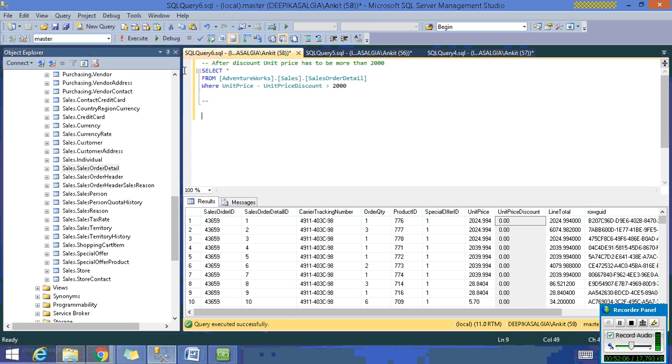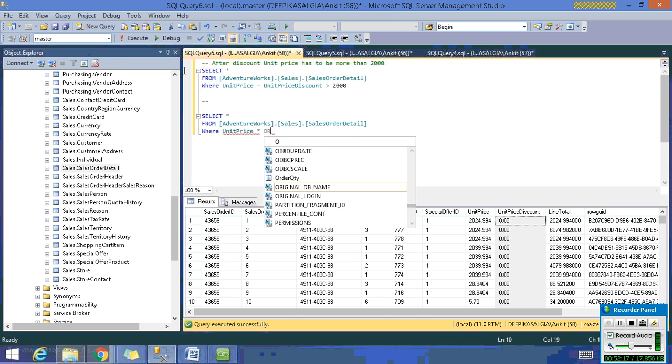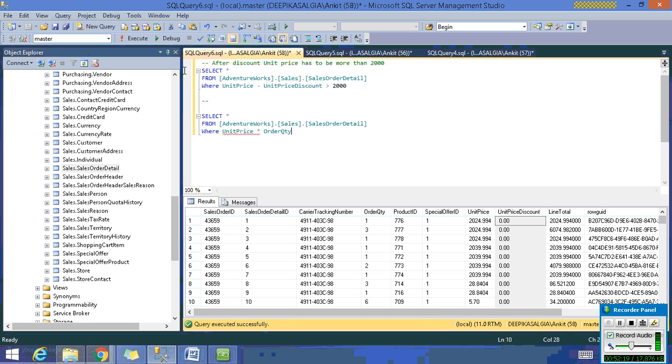So then it could be where unit price times quantity greater than 10,000. Yep. Right? And you make sure you put the single quotes after them. Okay? So you won't run into errors.